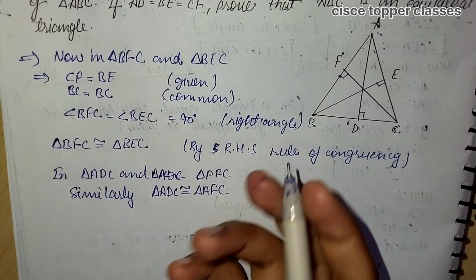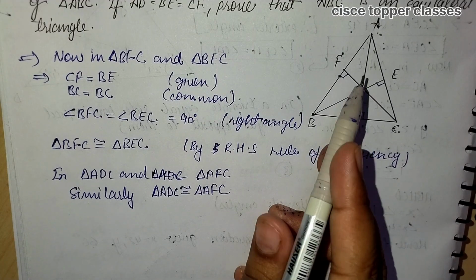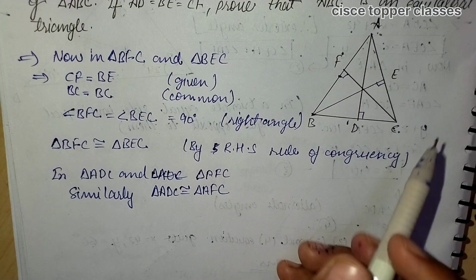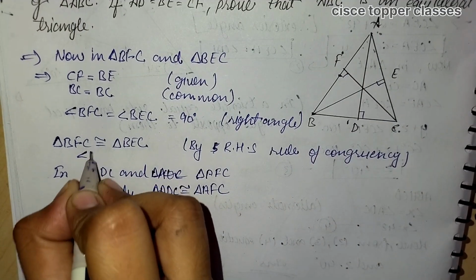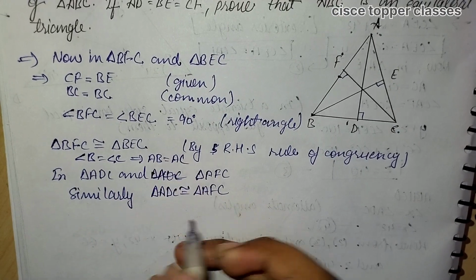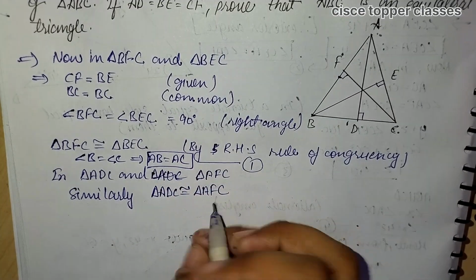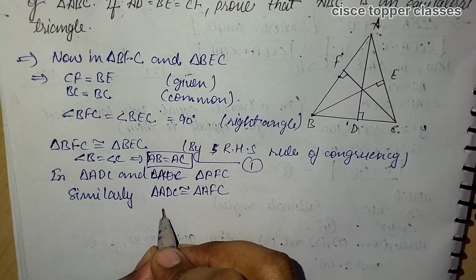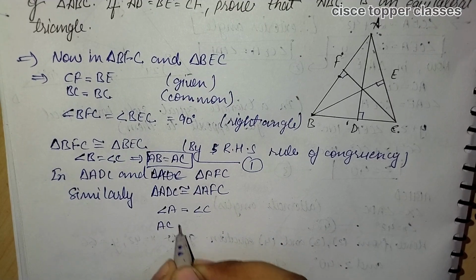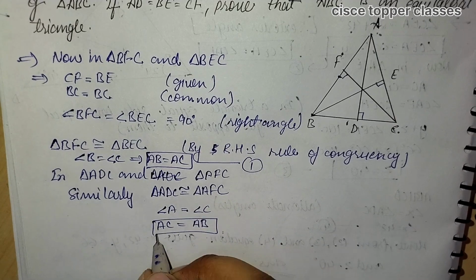As these are equal, we can say that angle B and angle C are also equal, from where we can prove that side AB is equal to side AC. So if angle B is equal to angle C, we can prove that AB is equal to AC. And similarly in this also, this is the first thing. Second thing we can prove from this triangle: if angle A is equal to angle C, we can say that AC is equal to AB. This is the second thing.